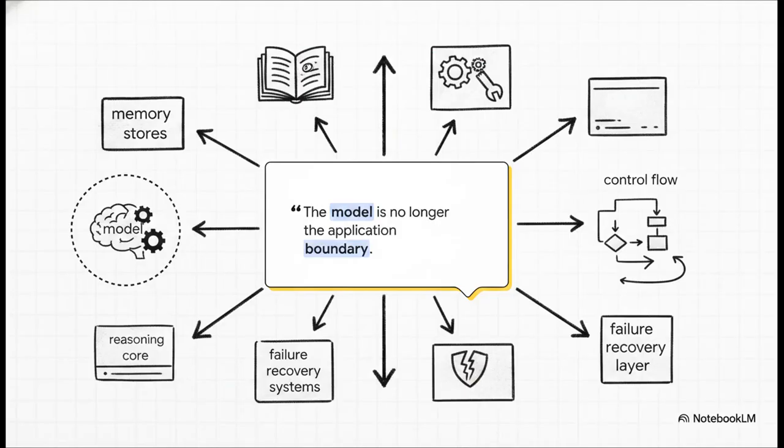And this brings us to a massive paradigm shift. The model is no longer the application boundary. The prompt itself is not the system anymore. It's just one reasoning core sitting inside a much broader orchestration layer. You know, in the early days, we tried to cram every single rule, context, and instruction into one massive, super fragile prompt. But today, the model is just the brain of the operation. The real magic is happening in the architecture surrounding it. The memory stores, the tools, the control flow, the whole shebang.